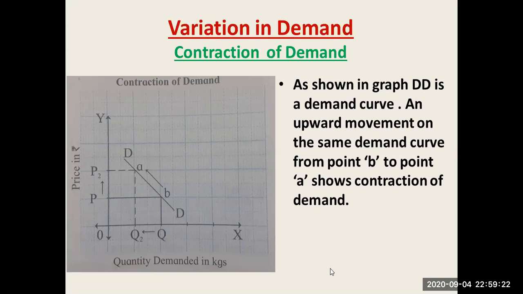But the common and most important thing in the variation in demand is that the price always changes. The single factor, price, changes, but the other factors are constant. That is called the variation in demand. So in this video, we just discussed one point, the variation in demand. There are two types: the expansion of demand and contraction of demand.